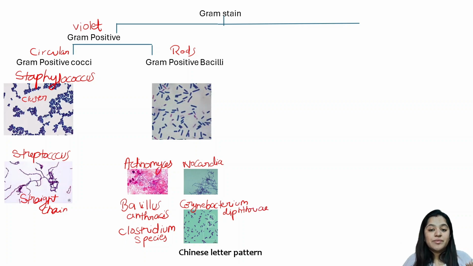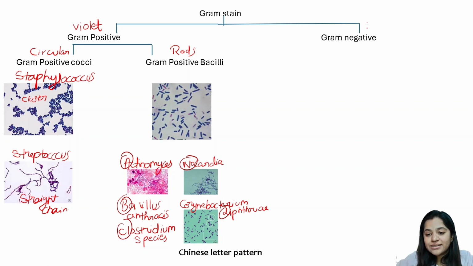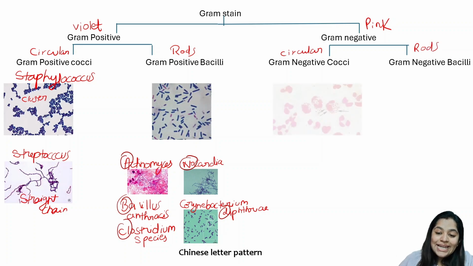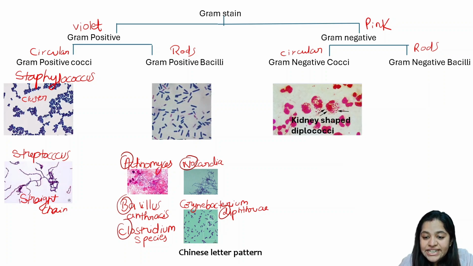So, to remember your gram-positive bacilli, you can use the mnemonic like here. A, B, C, D and no. No A, B, C, D is the mnemonic for your gram-positive bacilli. Clear? Now, next is your gram-negative, that is the pink color organism. They can also either be circular, so they will be gram-negative cocci, or they can be in rods. Gram-negative bacilli.